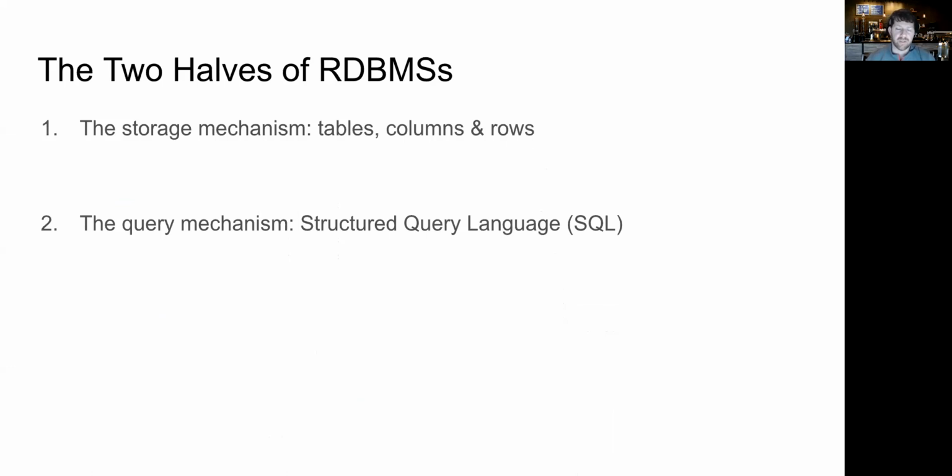So there are two halves to a relational database management system, which is what RDBMS stands for. There's the storage mechanism, as in how to manage and store the data. We're going to talk specifically about how we store data in relational databases using tables, columns and rows. And also the querying mechanism: the language that we're going to use to query the database to get data back or send data to the database.